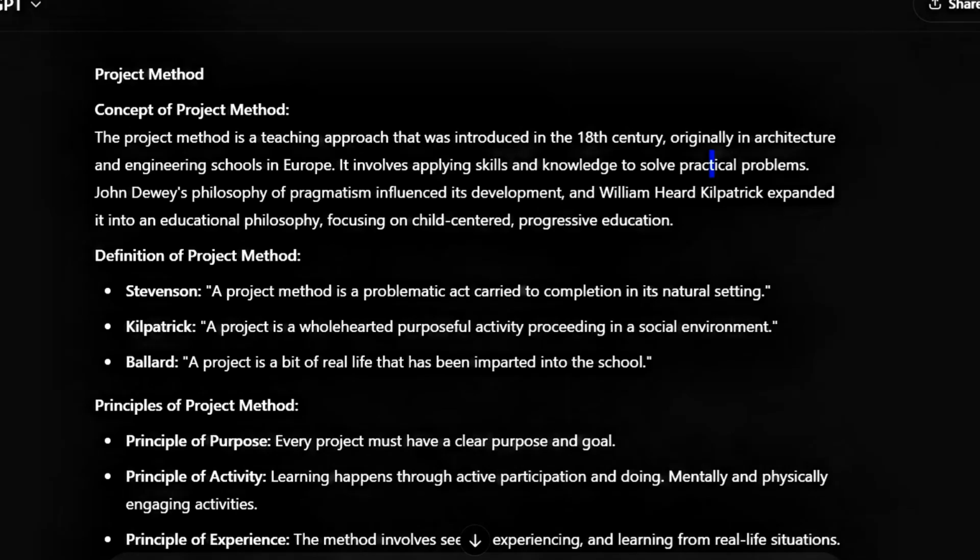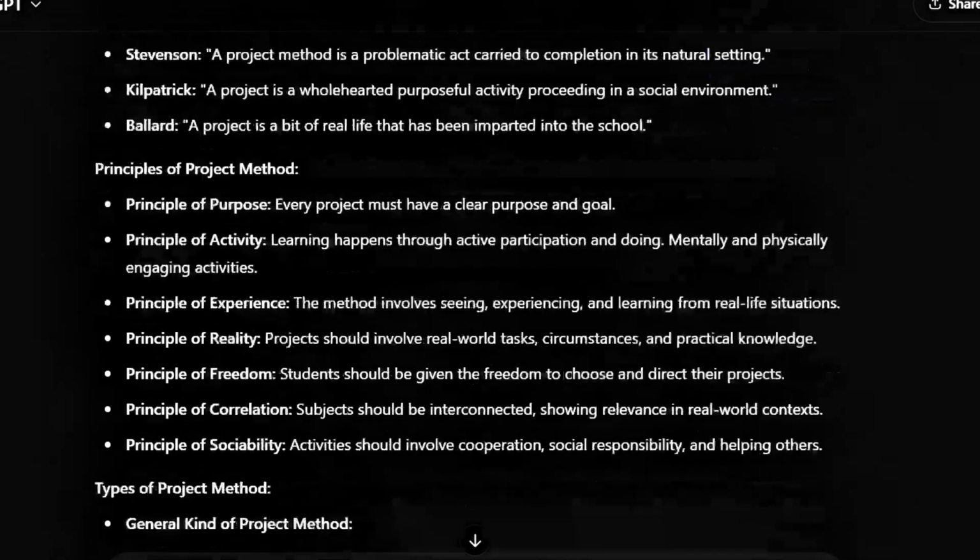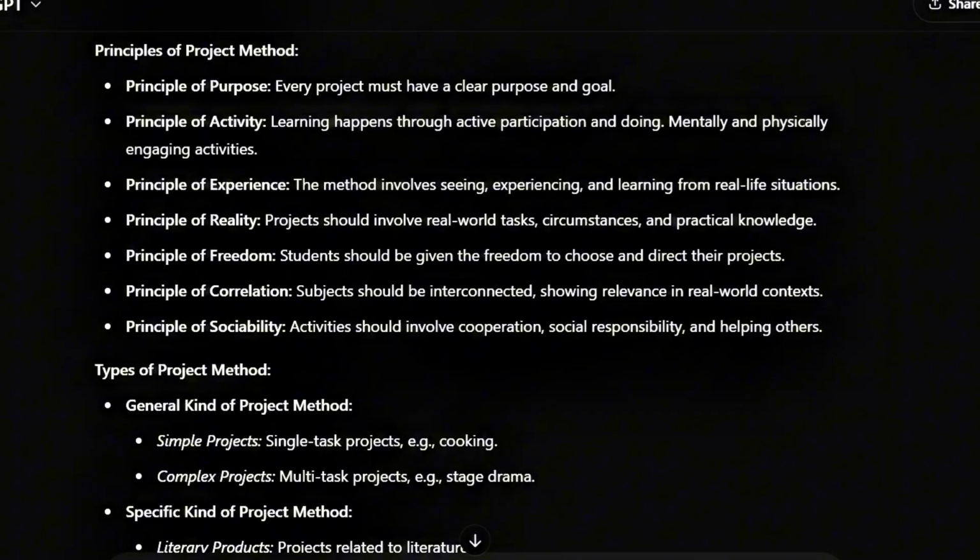Principles of project method. Principle of purpose. Every project must have a clear purpose and goal. Principle of activity. Learning happens through active participation and doing. Mentally and physically engaging activities. Principle of experience. The method involves seeing, experiencing, and learning from real-life situations. Principle of reality. Projects should involve real-world tasks, circumstances, and practical knowledge.